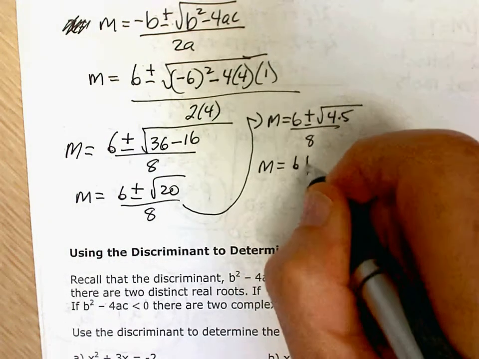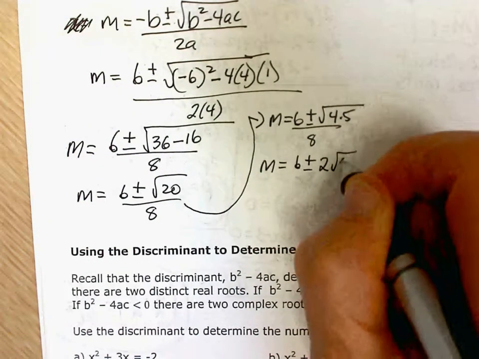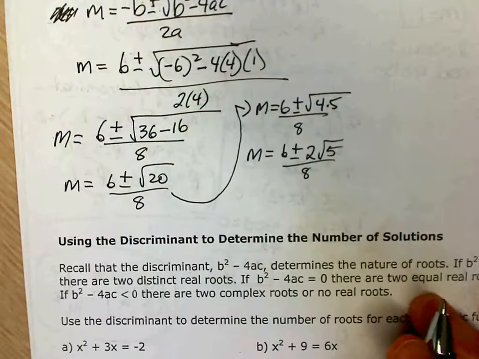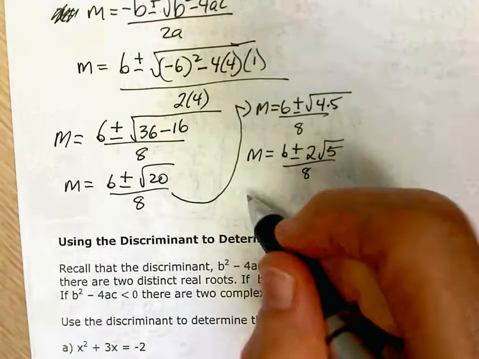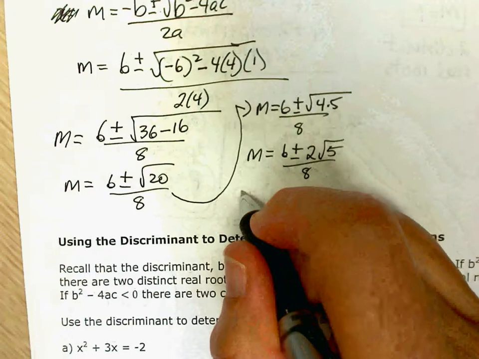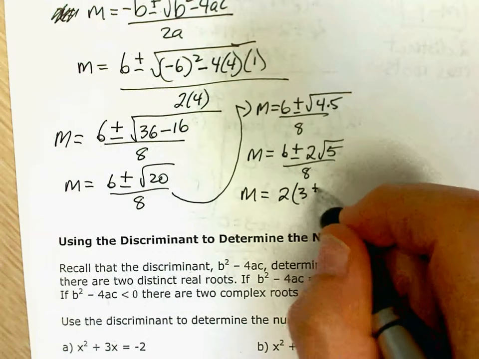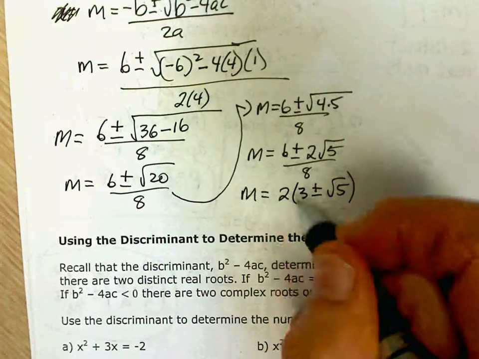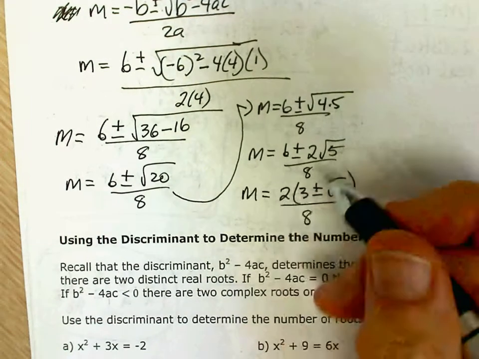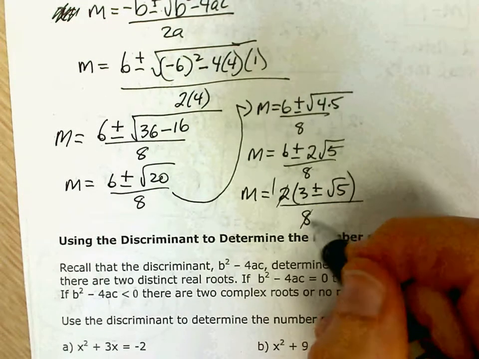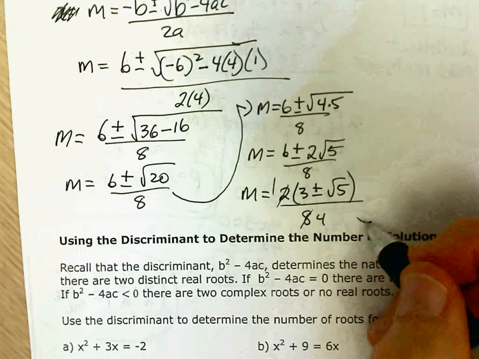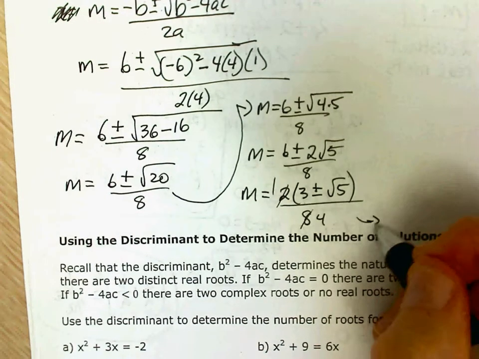Are we done? Okay, we have to reduce. M equals 2 times 3 plus or minus root 5. I'm factoring, and then 2 goes into 2 once, 2 goes into 8 4 times. So my answer is m equals 3 plus or minus root 5 over 4.